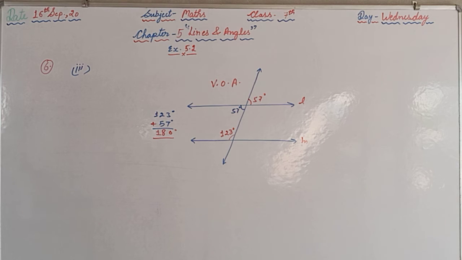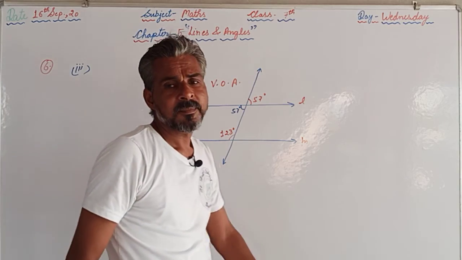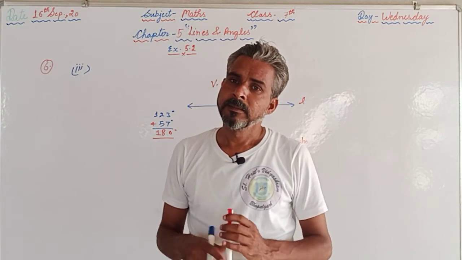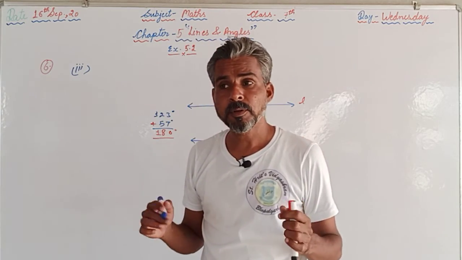In the next part again, 72 and the vertically opposite angle will also be 72 degrees, and then we can add, and the sum will be 144 degrees in the fourth case as well, hence the lines will not be parallel in that case. So in one case only the lines are parallel, that is the third part. So in this way we have completed one more exercise and one more chapter.